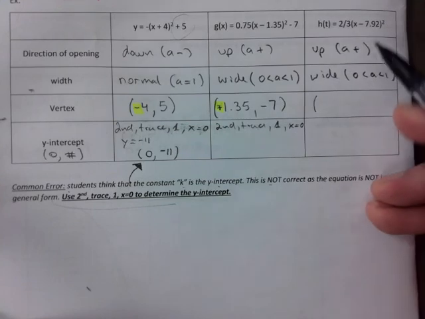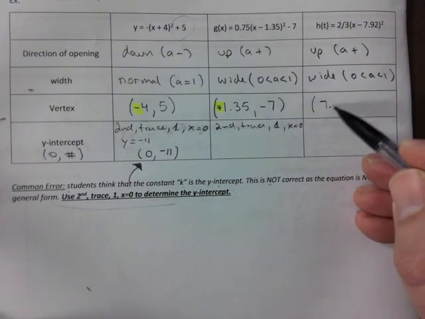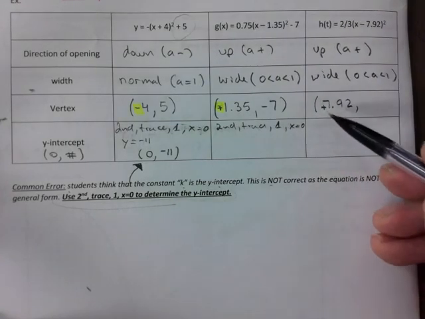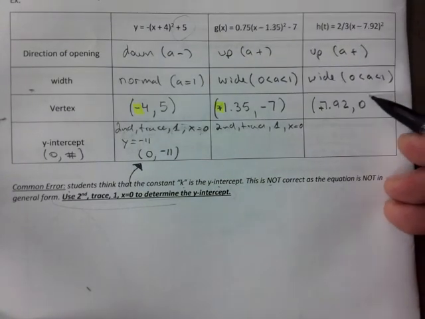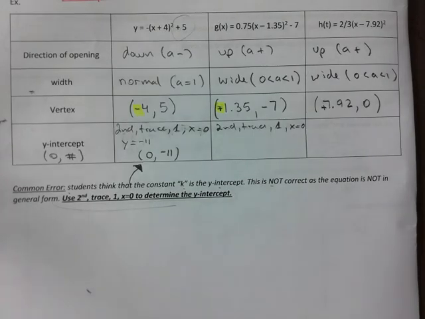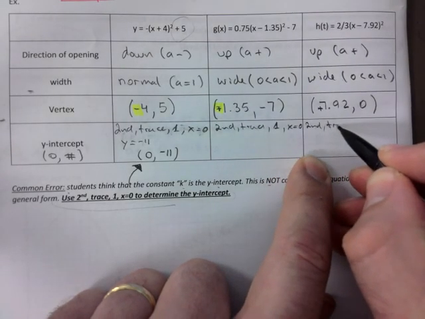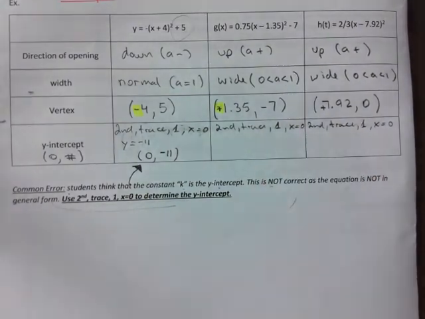My vertex is going to be plus, right? 7.92. You don't have to do the plus, but I'm just putting it, and what's my y value? 0, right? There you go. Just like my bank account, right? Anyways, then you go second, trace 1, x is equal to 0.